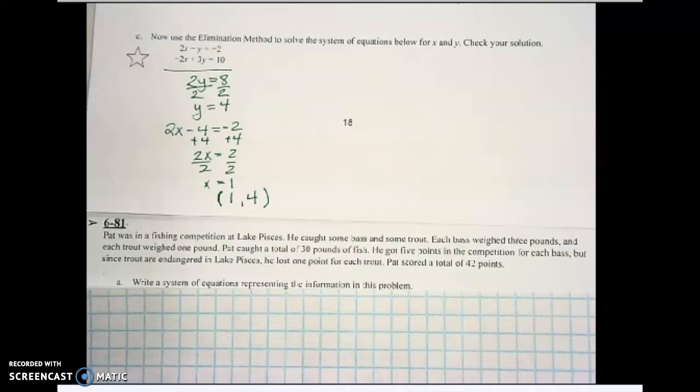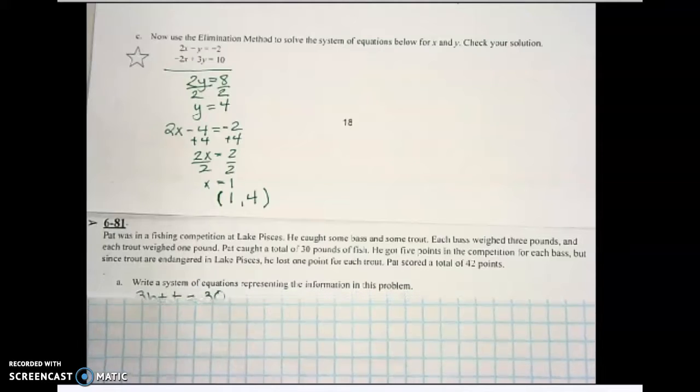Pat caught a total of 30 pounds of fish. That's going to be our first equation. He got 5 points in the competition for each bass, but since trout are endangered in Lake Pisces, he lost 1 point for each trout. Pat scored a total of 42 points.